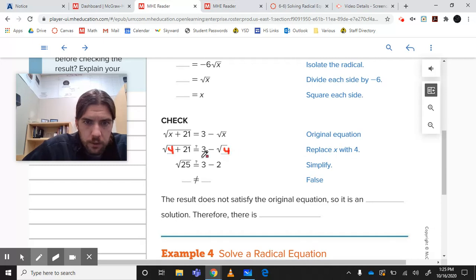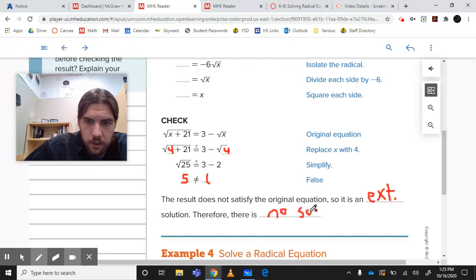But look what we actually get. 4 and 21 makes 25, so we get 5. Square root of 4 being 2, we get 3 minus 2 is 1. So we have 5 equals 1. That's not right. The result does not satisfy the original equation, so it is an extraneous, I'm going to abbreviate that so you don't have to watch me slowly write letters, extraneous solution. Therefore, there is no solution.